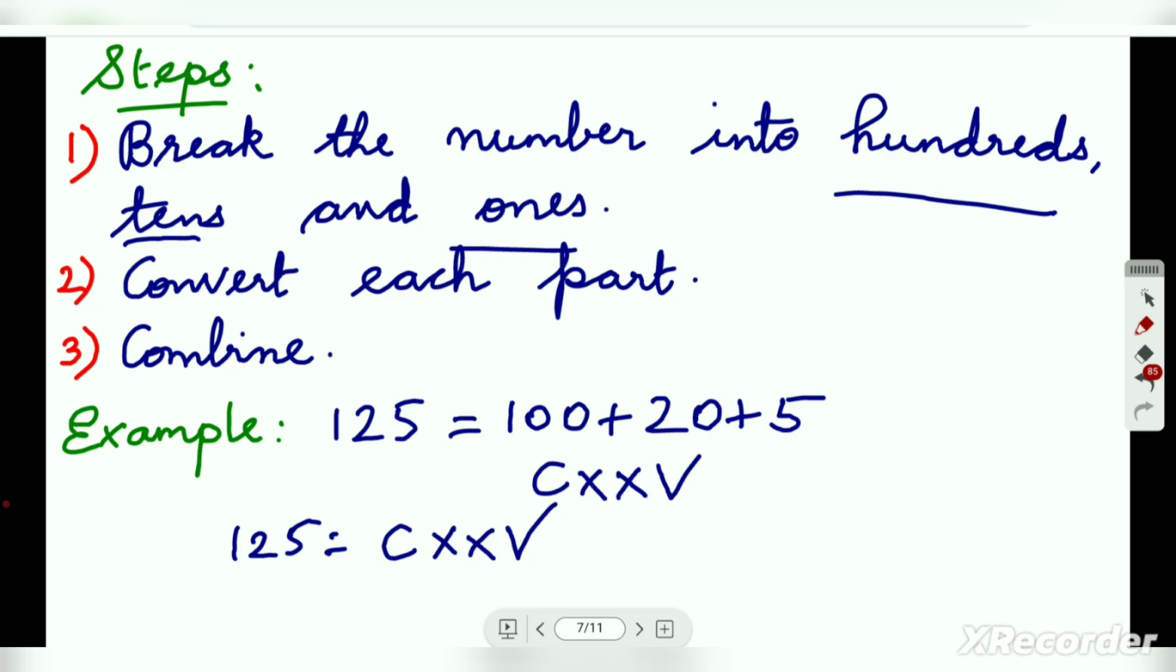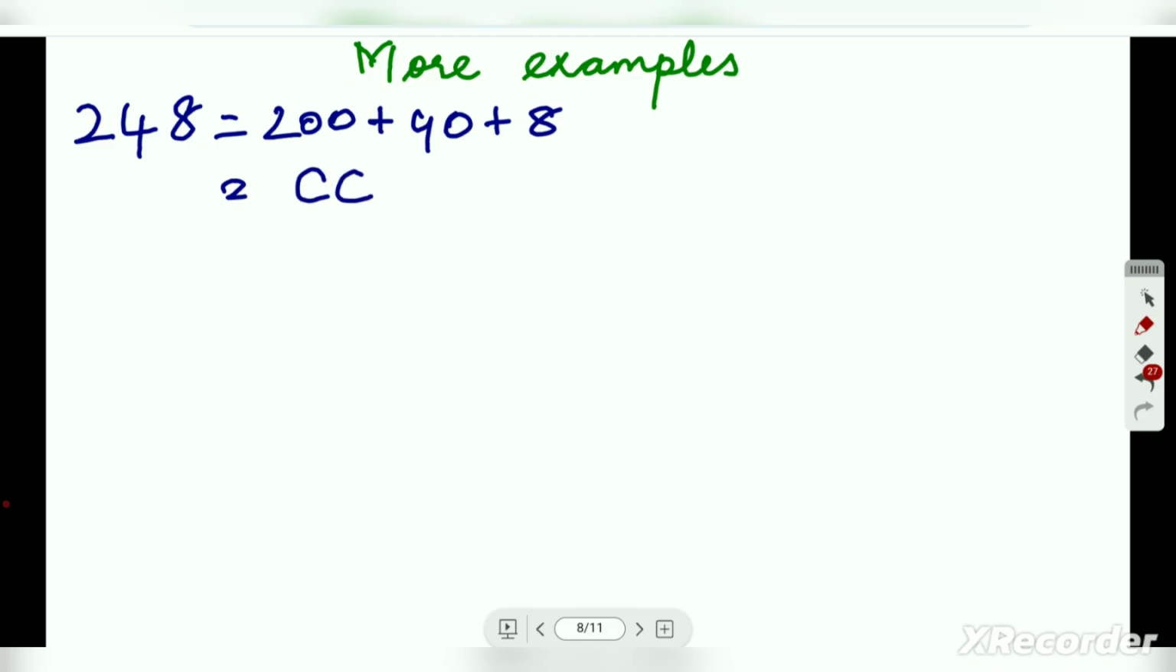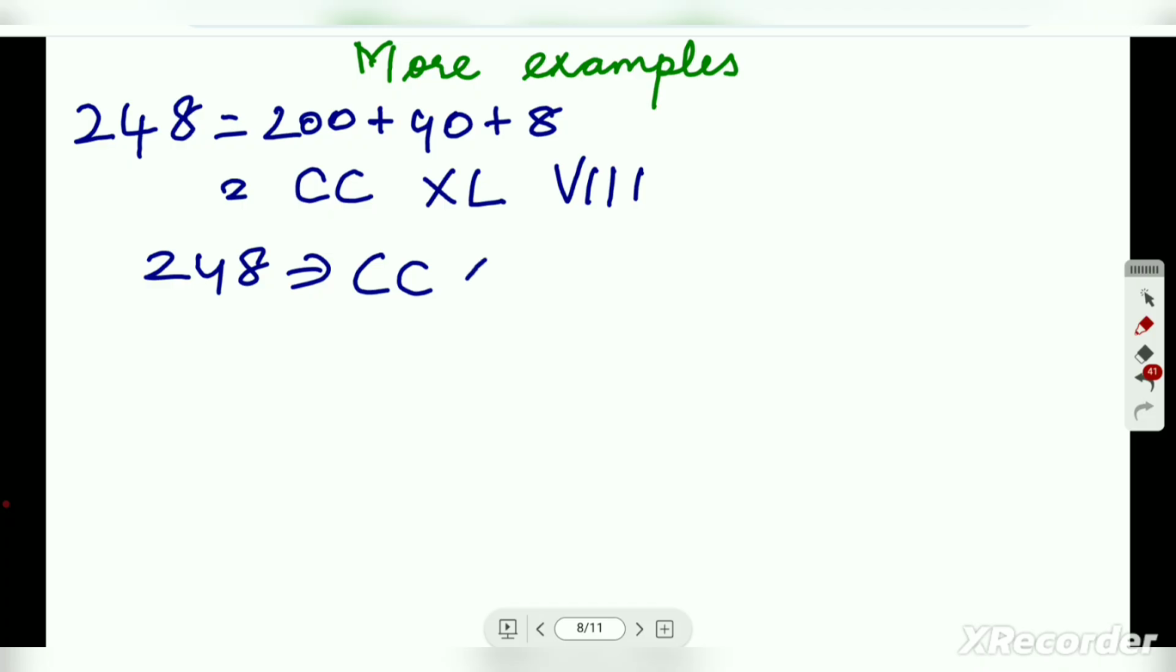Okay, let's try another example. Say 248. So first break it, you get it as 200 plus 40 plus 8. What is 200? CC. What is 40? XL. What is 8? VIII. So this is your next step. The last step is you have to combine everything. So 248 is nothing but CCXLVIII. Clear?